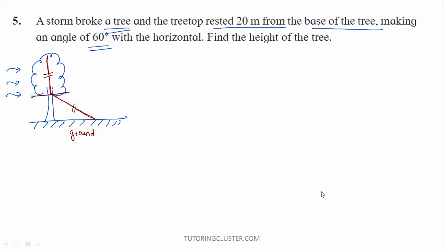Okay, what are the given things? Check it out. The tree top rested 20 meter from the base. So this distance is 20 meter. Making an angle of 60 degree with the horizontal. This angle is 60 degree. Find the height of the tree. What will be the height of the tree? So let us draw the line diagram here. This is the ground I have drawn. This is the complete tree. Now due to storm, let's say it has broken.